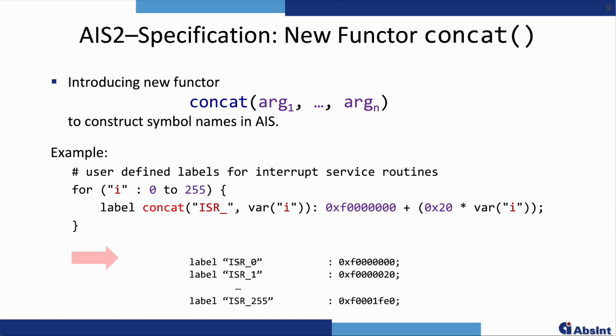Now you can generate these symbols inside of a for loop in AIS2. And for that, you just simply use that concat functor, where the first argument is a constant string, the prefix of your symbol, and the suffix is then the loop counter you're actually looping through, right? And well, the address can of course also be constructed here by a mathematical expression. So this makes the specification of such interrupt service routine labels much easier, much more compact.